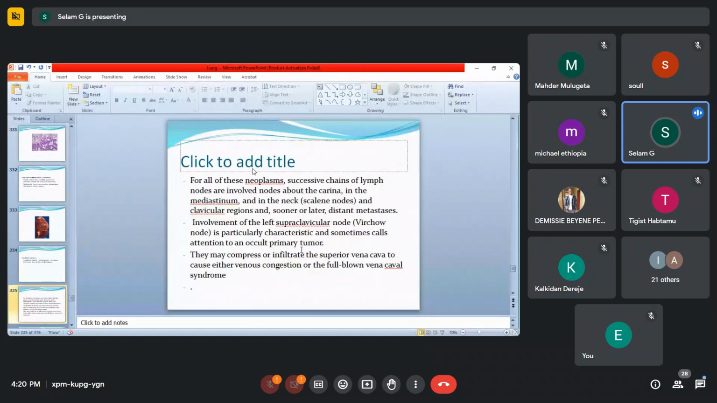Involvement of the left supraclavicular node, or what we call Virchow's node, is particularly characteristic and sometimes called attention to an occult primary tumor. So patients may just come to you with left supraclavicular lymph node enlargement, and when you send these patients for fine needle aspiration cytology, if the report comes as secondary infiltrates of adenocarcinoma, you should try to look for the primary in the lung or other tissues.